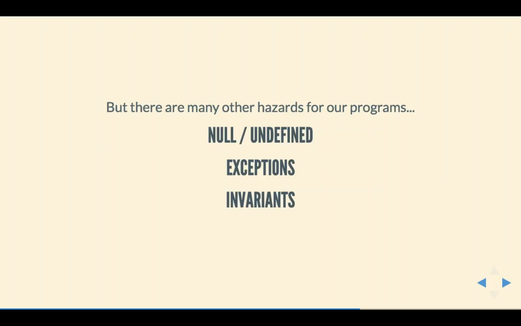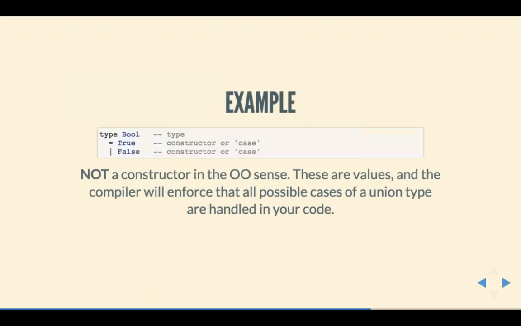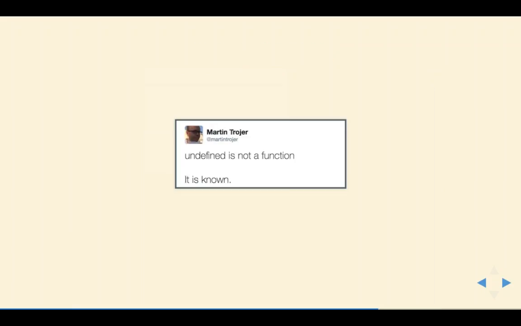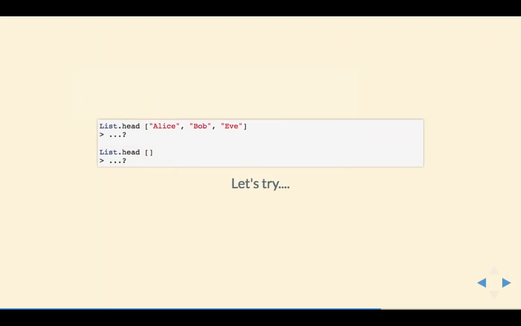These three things cause problems in people's code all the time. So null and undefined. I kind of like this. I stole it from someone. I linked to them, so it's cool. Undefined is not a function. It is known. Martin Trozier. So here's an interesting question. List.head Alice, Bob, Eve. Who knows what that's going to return? And it's not Alice. What about the second one? What's List.head with an empty list? Is that going to return null? Undefined?